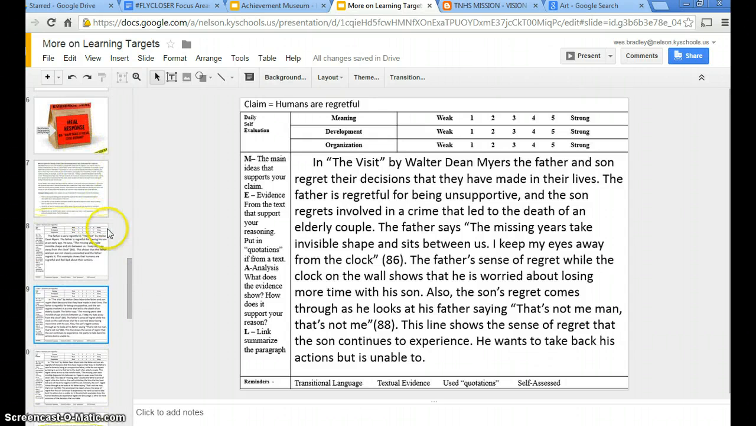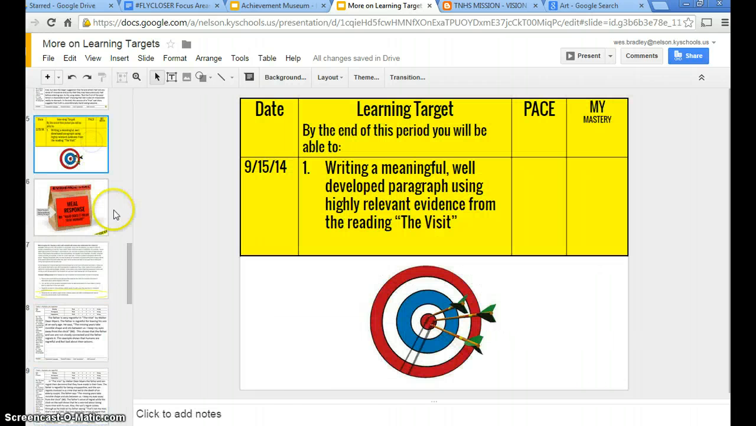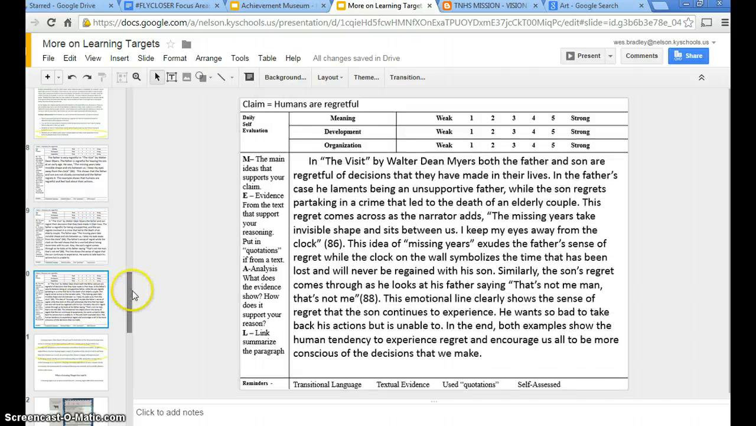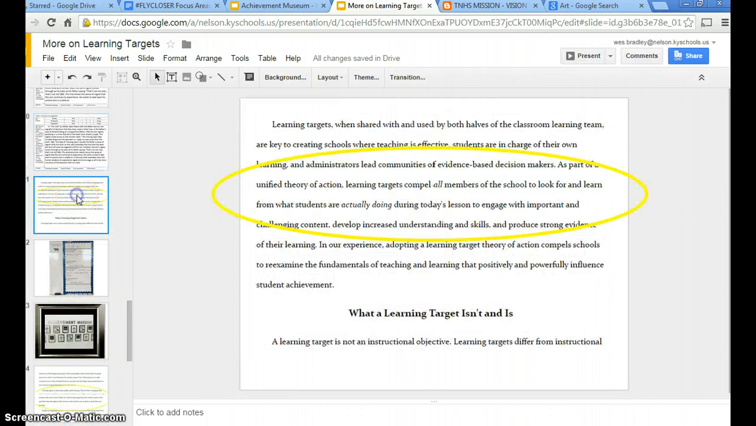Like the learning target was here, and there was a great deal of scaffolding to get them to this point where they're writing level 5s as we're looking for. Thinking about this in the larger context of the work we're doing together in learning coaching, walkthroughs, and PLCs, the key theory here from learning targets is that as a part of a unified theory of action, learning targets compel everyone in the school to look for and learn what students are actually doing during today's lesson with important and challenging content.